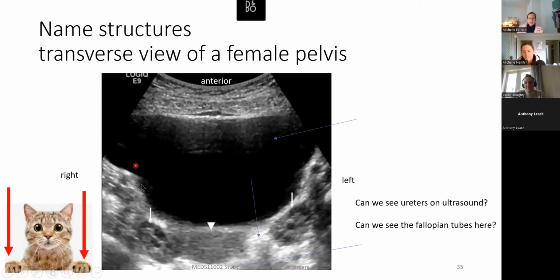So this is a really full bladder. So it's a massive cat head, but there's a very small donut down here. So that's the uterus, that's the endometrium. And then on either side of that uterus, you can imagine the cat has its paws there, and they can represent the right and the left ovaries. Because the ovaries sit either side, well, I haven't got the donut there, but they will sit on either side of the donut usually.